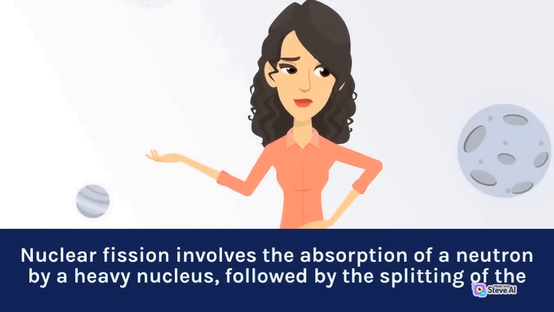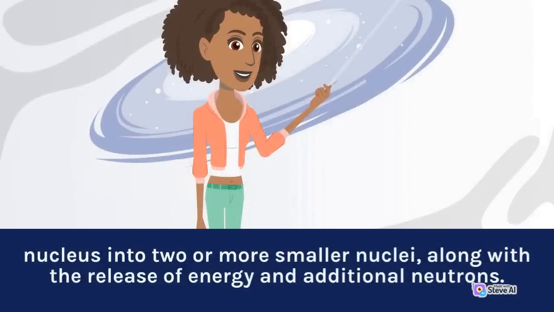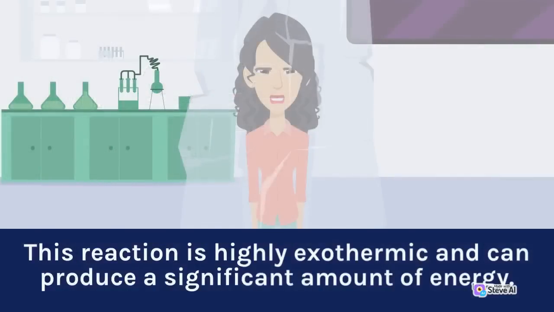Nuclear fission involves the absorption of a neutron by a heavy nucleus, followed by the splitting of the nucleus into two or more smaller nuclei, along with the release of energy and additional neutrons. This reaction is highly exothermic and can produce a significant amount of energy.